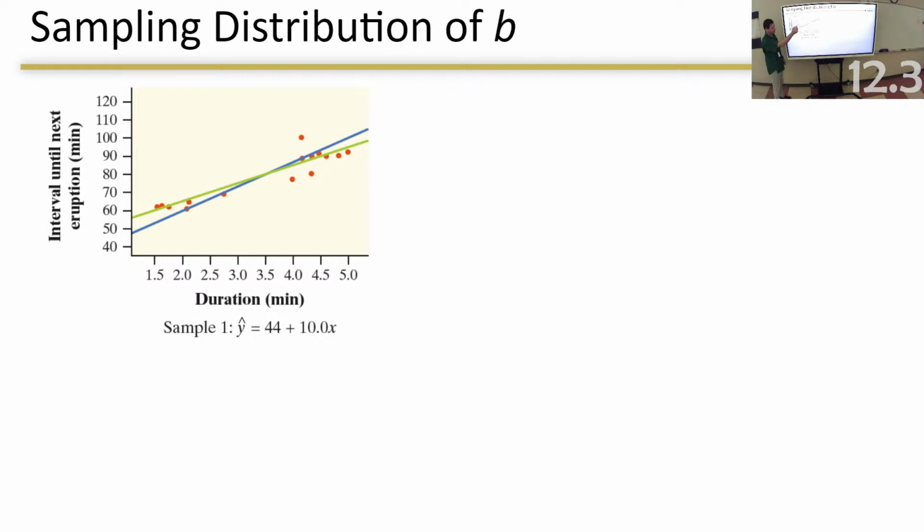There's a sample. The green line is the line of best fit for that. I think it's 15 points. The y-intercept is 44 and the slope is 10.